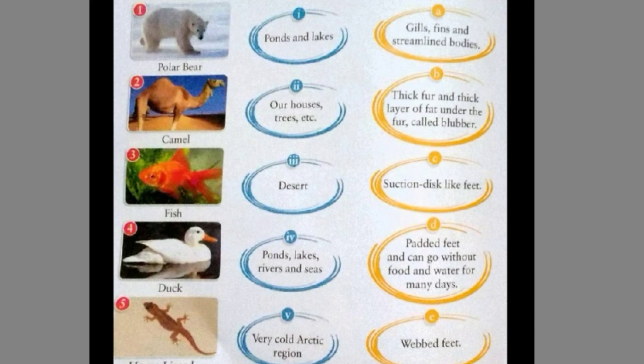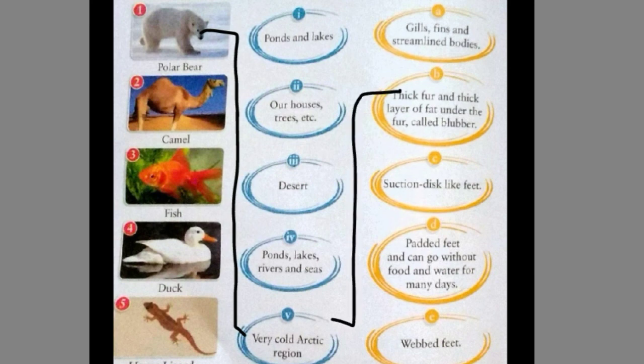So what we will do? We will match the first with the fifth. Now what type of adaptation does the polar bear need to live in the very cold Arctic region? It is given in point number B, that is thick fur and thick layer of fat under the fur called blubber. So we'll match number 5th with B. Okay, so like this you have to do for all these 4 animals. Try to do it yourself.